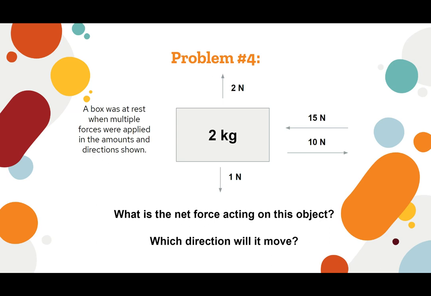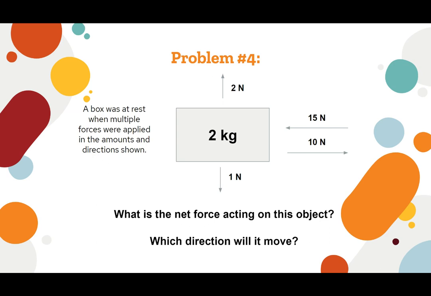All right, problem number 4. A box was at rest when multiple forces were applied in the amounts and directions shown. So you might be thinking to yourself, wait, what? I don't understand all of these zeros. And that's okay. Just remember, net force is a single number, and that does mean that you're still adding forces in the same direction and subtracting forces in different directions, and that includes whether they're horizontal or vertical.